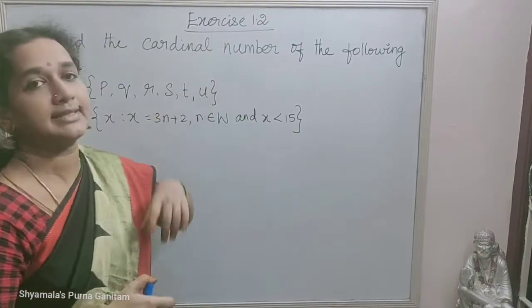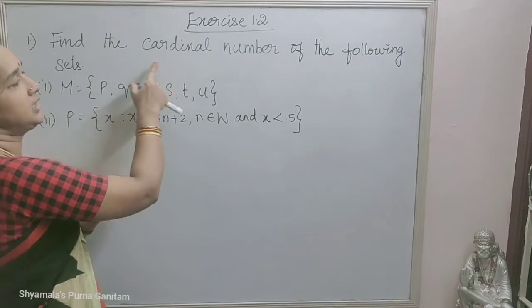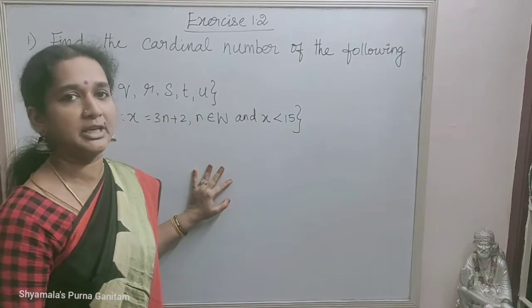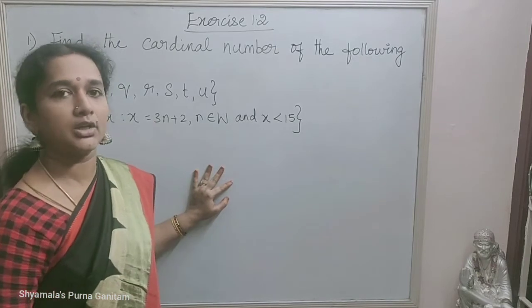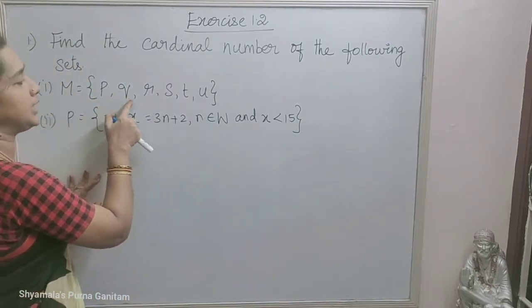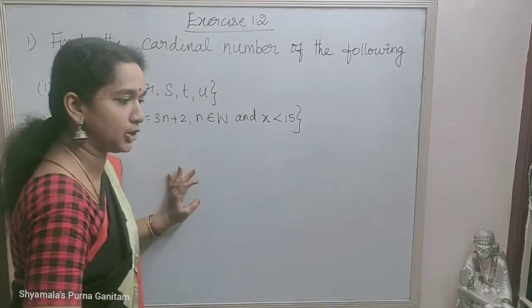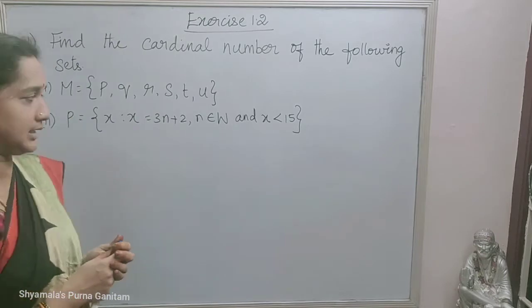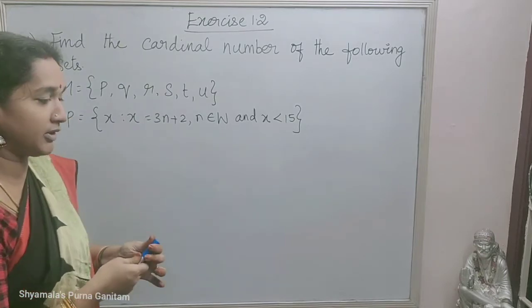Next we will do exercise 1.2. Find the cardinal number of the following sets. So cardinal number means the number of elements in that set. That is called the cardinal number. So M is equal to P, Q, R, S, T and U. So how will you write the cardinal number? The number of elements in the set. That is called the cardinal number.